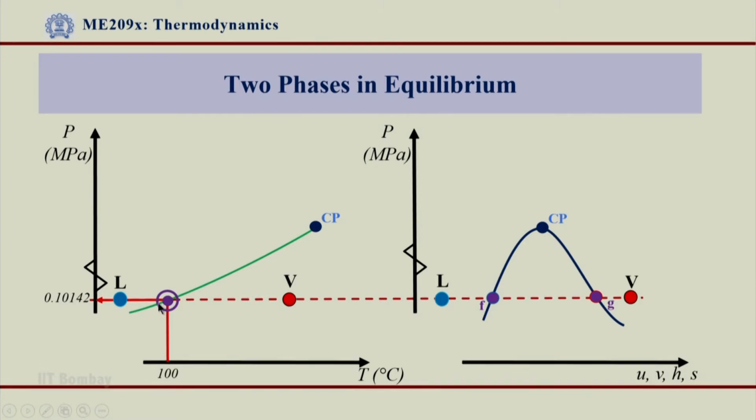So, the corresponding properties of liquid can be obtained from the steam table, and these points are normally referred to with subscript F. So, saturated liquid is given the subscript F, and the corresponding properties at this point are UF, which is thermal energy, VF, which is specific volume, HF, enthalpy, and SF, the entropy of the liquid on the saturated liquid line.